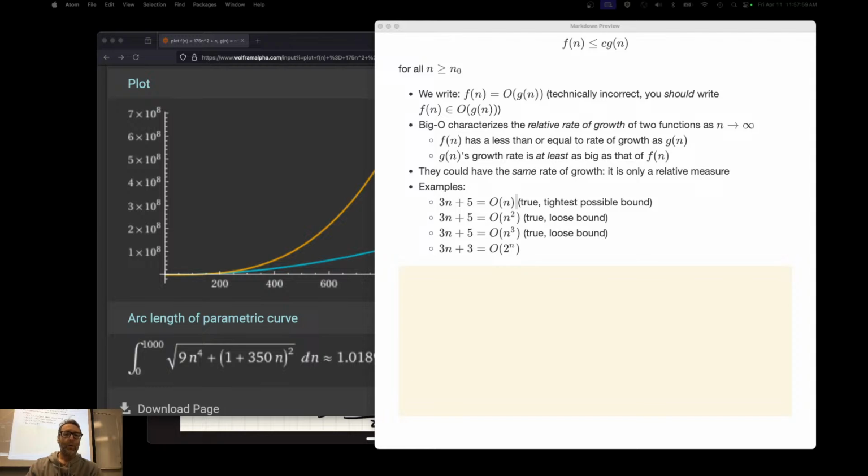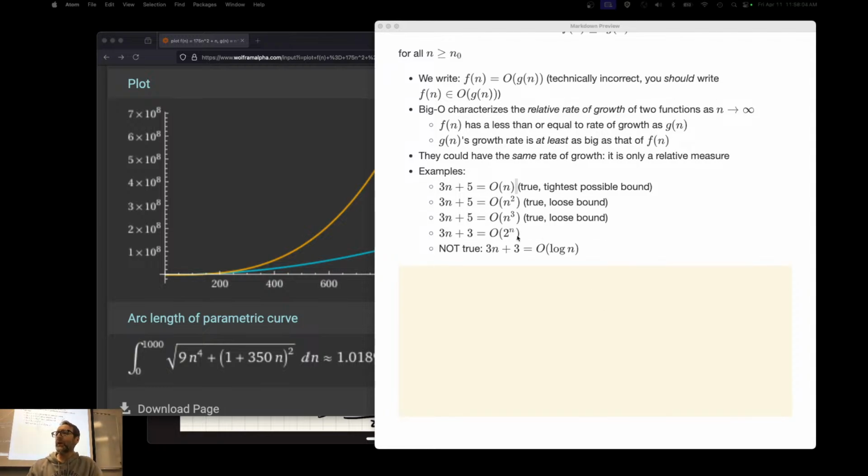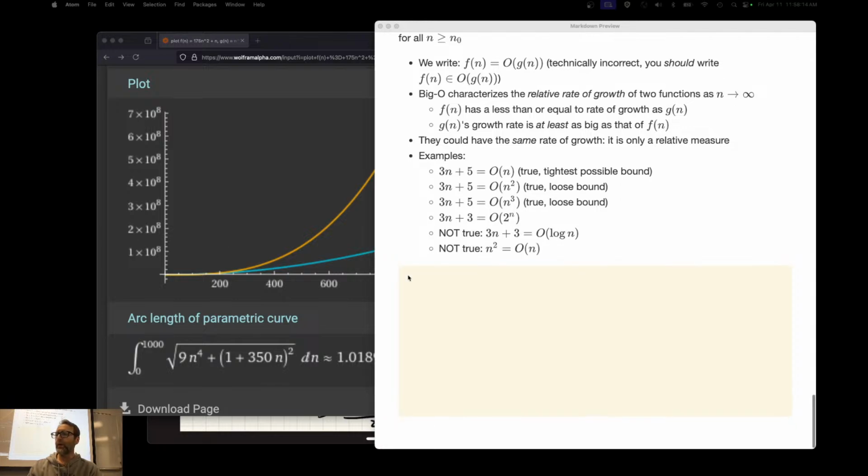What is not true, however, is if you go too low. 3n plus 1 is big O of log n? No, that is false. It would also be wrong to put any other polynomial there. n squared is not big O of n. These are not true.